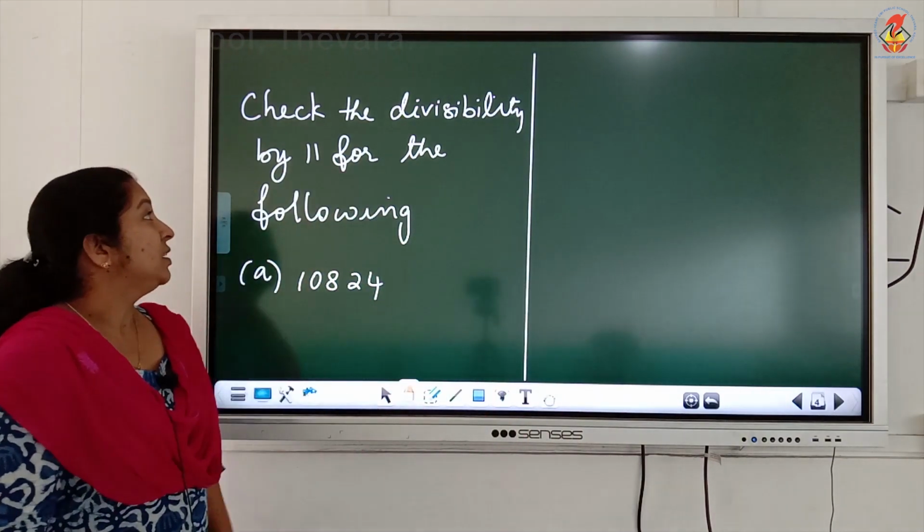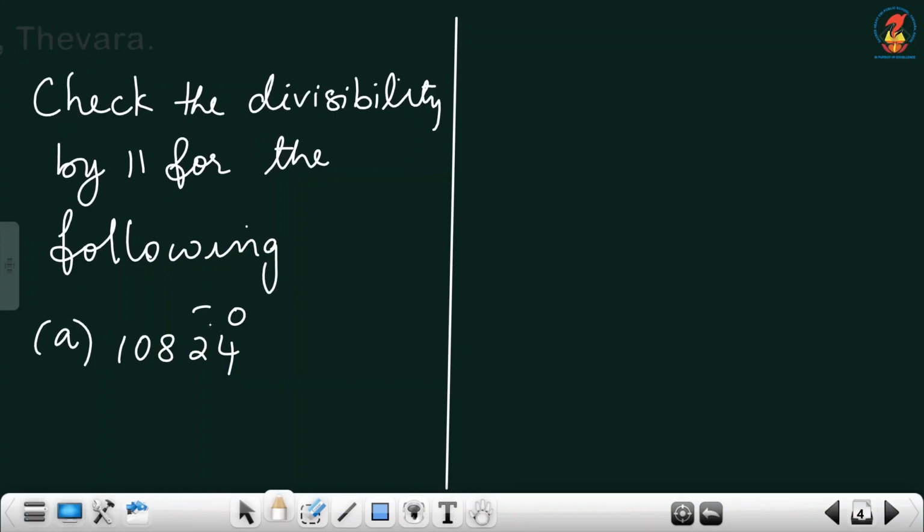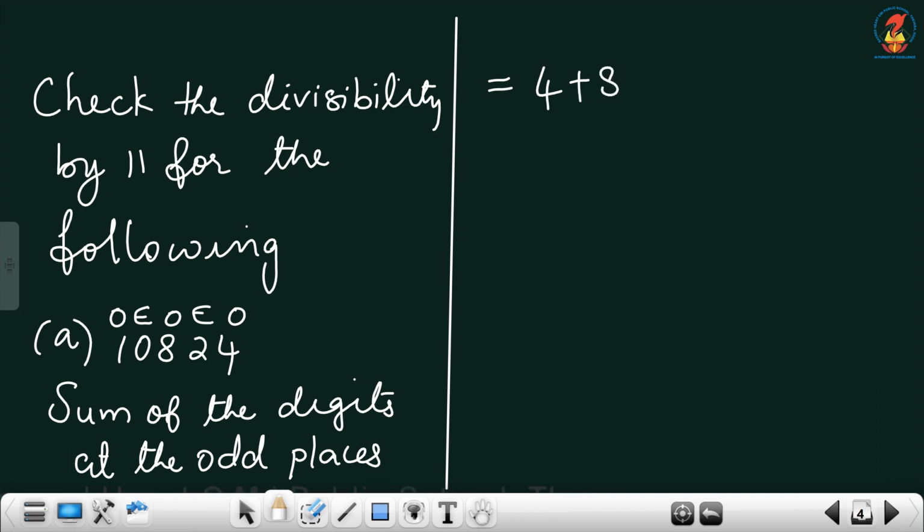So, first question, check the divisibility by 11 for the following. First, you have to divide it as odd, even, odd, even, odd. First place, second place, third place, fourth place and fifth place. Then, the sum of the digits at the odd places is equal to 4 plus 8 plus 1. So, it is 13.